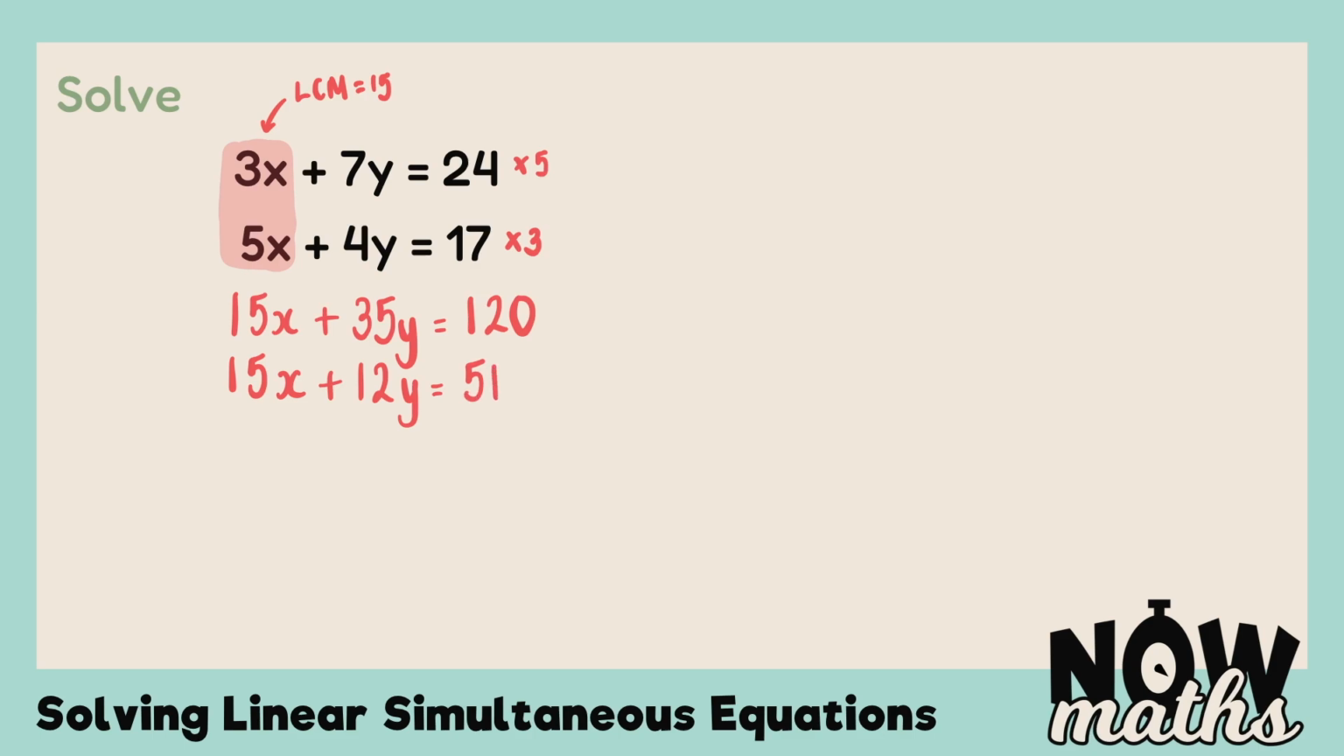Now we have two equations with a 15x in both, and because they're both positive 15x, we need to subtract one equation from the other in order to eliminate that variable. So 15x subtract 15x is 0, 35y subtract 12y is 23y, and 120 subtract 51 is 69. Now solving the linear equation by dividing by 23, we get y equals 3.